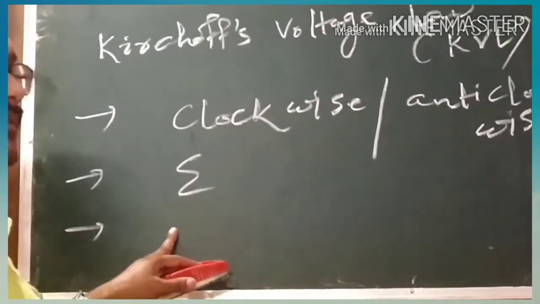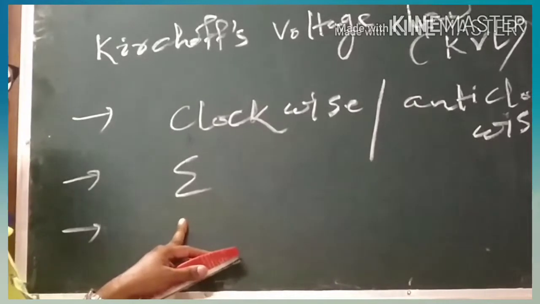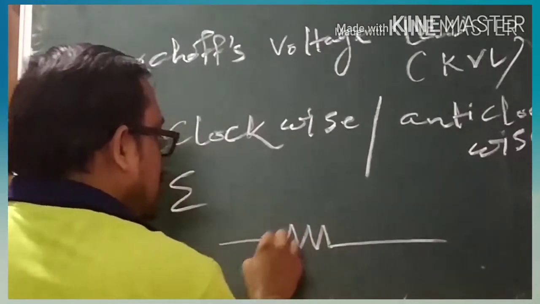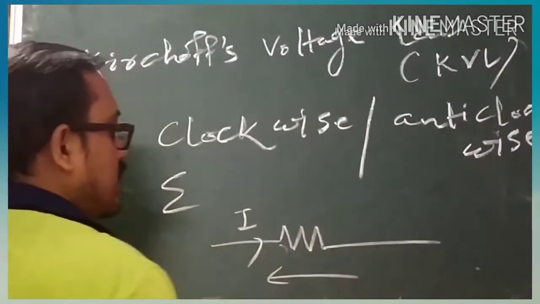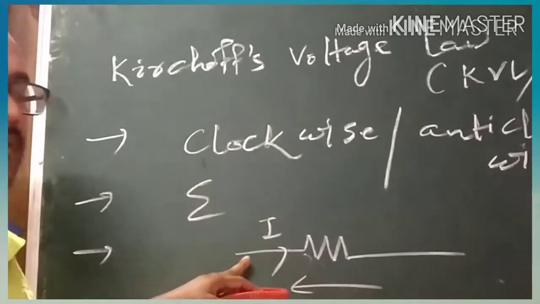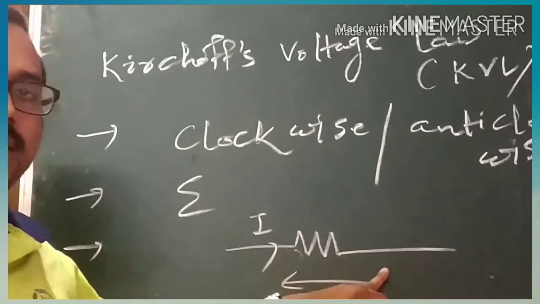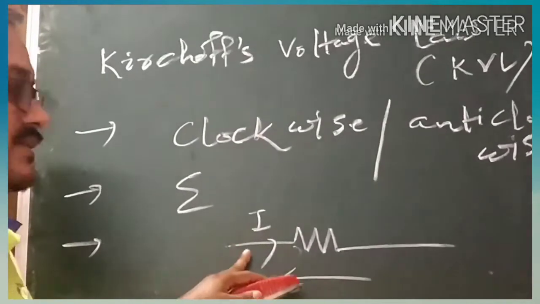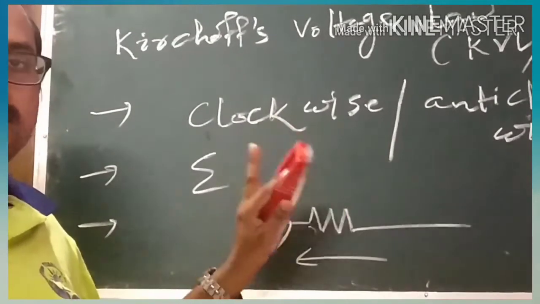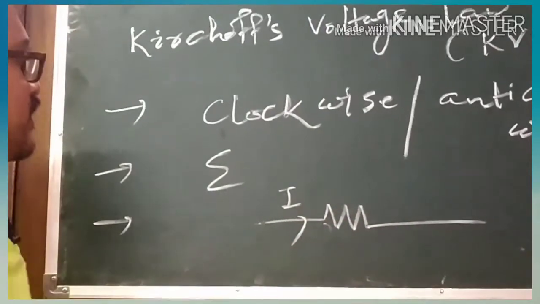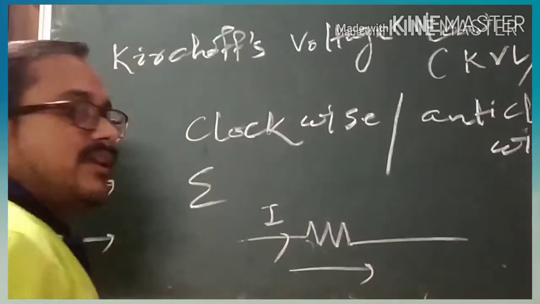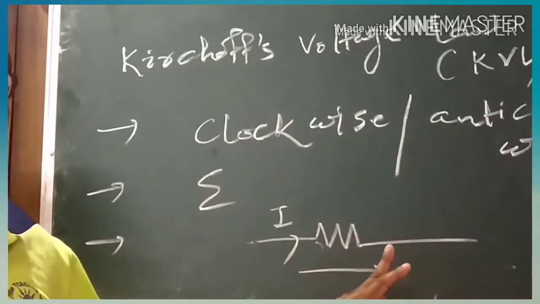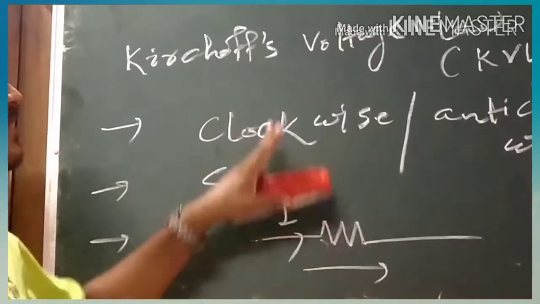The third and most important thing is the sign of the product of the current and the resistance. Suppose this is a resistance, this is the current, and this is the traversal. The product IR is negative when the direction of the current and the direction of traversal are opposite to each other. Similarly, IR is positive when they are in the same direction. These are the most important sign conventions for Kirchhoff's voltage law.